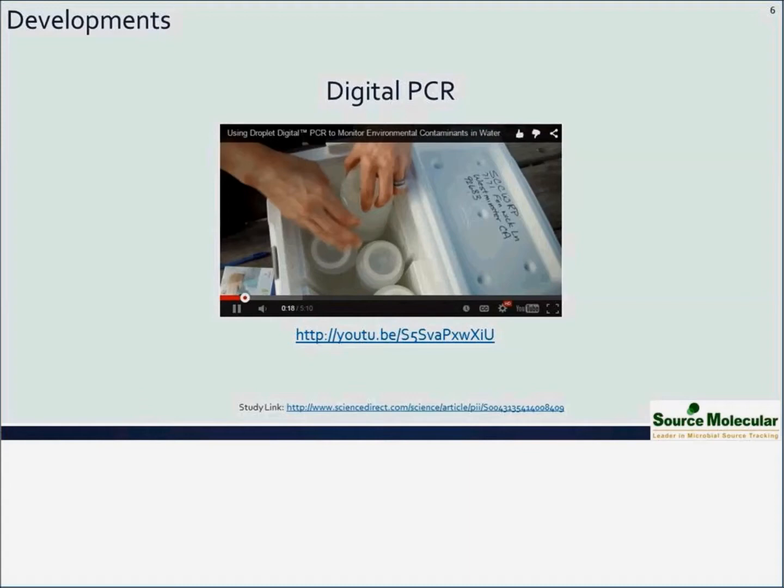And it's also interesting for people that deal with wet weather events that are prone to inhibition. Digital PCR can potentially overcome that. And so digital PCR is the first development, and we're very excited to be involved with the introduction of digital PCR in the environmental industry.